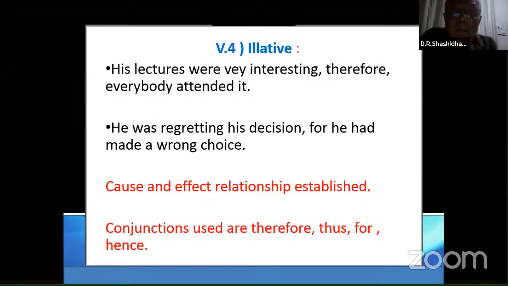Second one, he was regretting his decision, for he had made a wrong choice. You know, there was some realization that he had gone wrong. Therefore, he was regretting. The cause and effect relationship is established in this particular category called elative. Conjunctions used: therefore, thus, for, since. Okay.